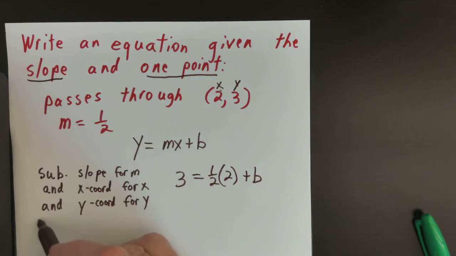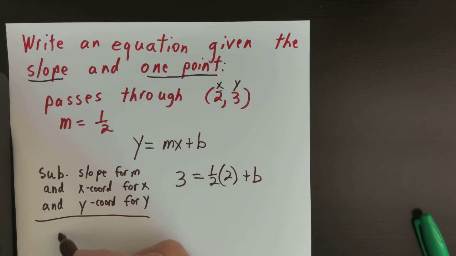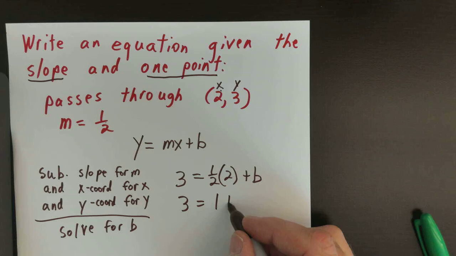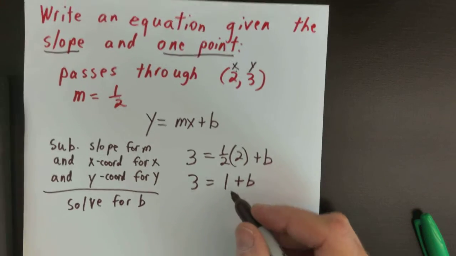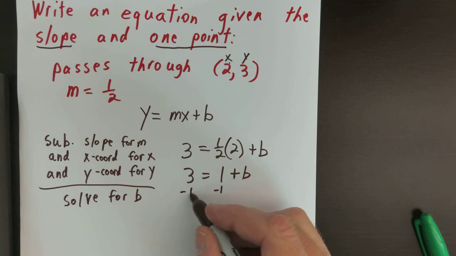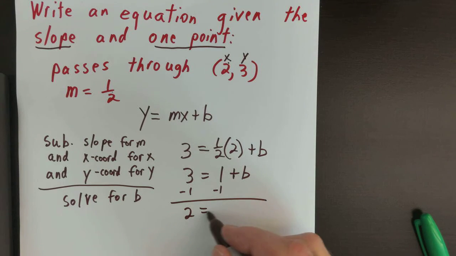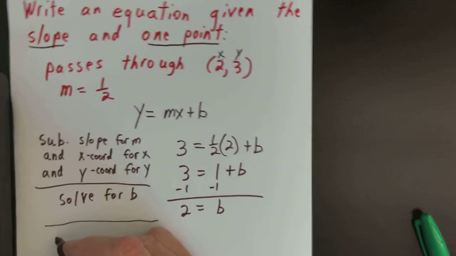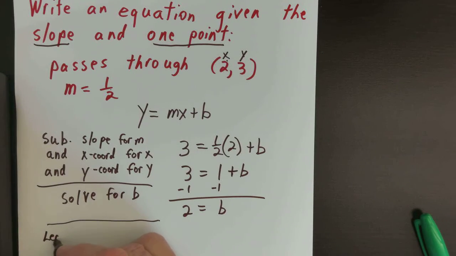Now after you've done this, you solve for b. So I got 3 equals 1/2 of 2 is 1. 3 equals 1 plus b. And then I minus 1, and I got 2 is equal to b. So I've solved for b now. And then the last step is when we write our final form, we leave x and y as variables.